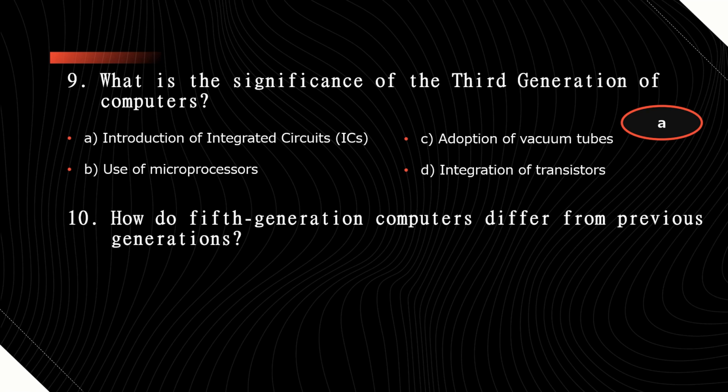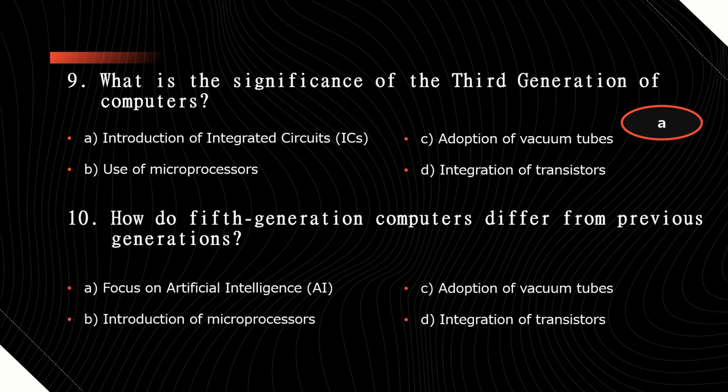How do fifth generation computers differ from previous generations? Options: A. Focus on artificial intelligence, B. Introduction of microprocessors, C. Adoption of vacuum tubes, D. Integration of transistors. Answer is A. Focus on artificial intelligence. Fifth generation computers focus on artificial intelligence, natural language processing, and advanced problem solving capabilities.